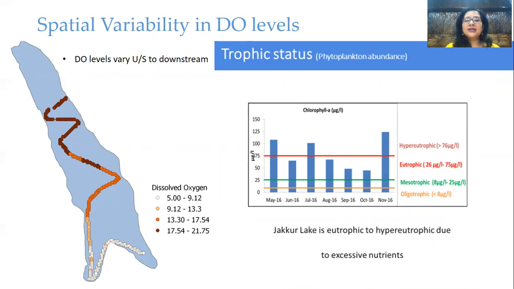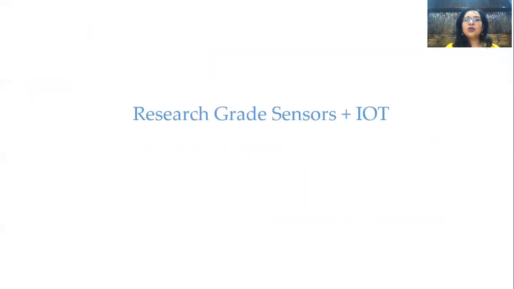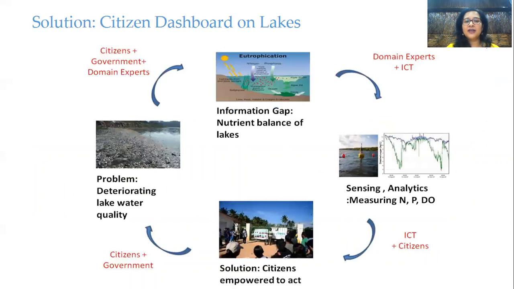Now, to address these issues with the grab samples, we thought, okay, let us upgrade and use research-grade standards with IoT to create a dashboard where citizens can be provided with real-time data, so that better decisions can be taken to manage the water quality of lakes. So this is how we envisioned a citizen science dashboard for a lake, where there is a problem, and sensors monitor and provide real-time data on the water quality of the lake, informing and empowering citizens, and pushing government to take action and address these problems.